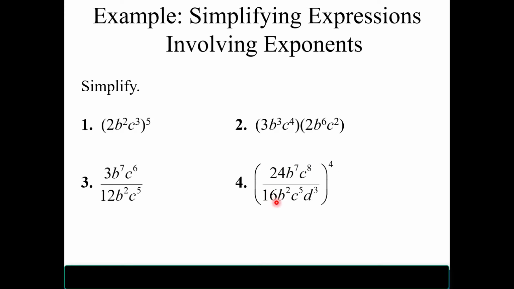This is 8 goes into here 3 times, 8 goes into here twice. So I know this is just going to be 3 over 2. And what about the b's? B to the 5th power up in the numerator, c to the 3rd power up in the numerator, and then there's this d to the 3rd power in the denominator, and then we distribute the powers of 4.